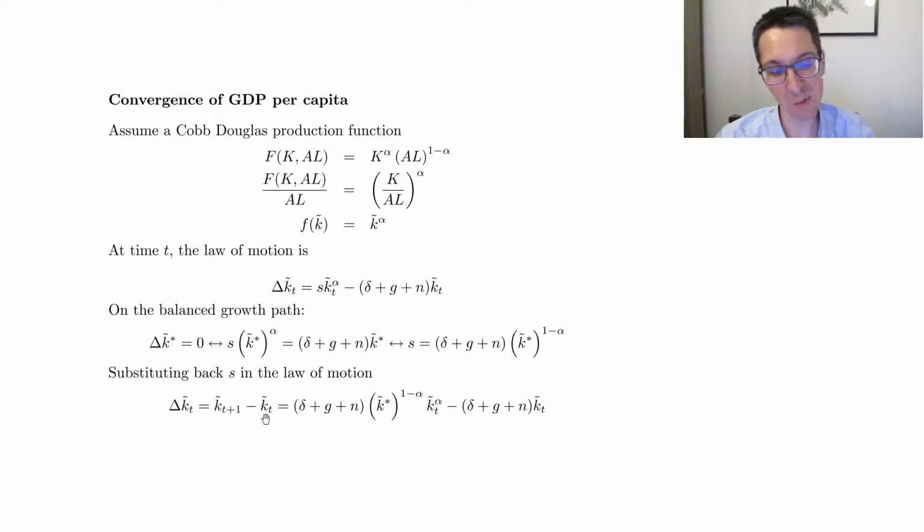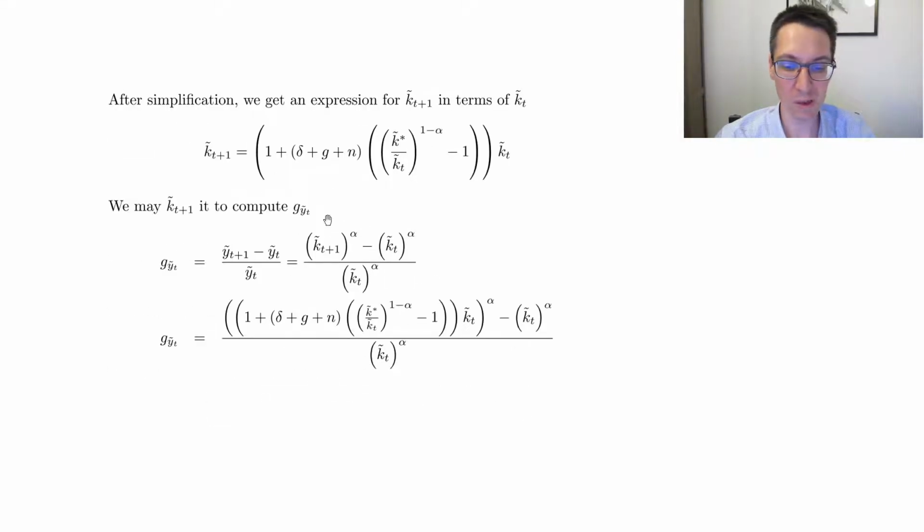So it's k_{t+1} minus k_t. And it's equal to the same expression as here. It's just that we have substituted s here. So this looks like a mess, but we can obtain a simpler expression. Actually, what we're going to isolate is k tilde t+1.